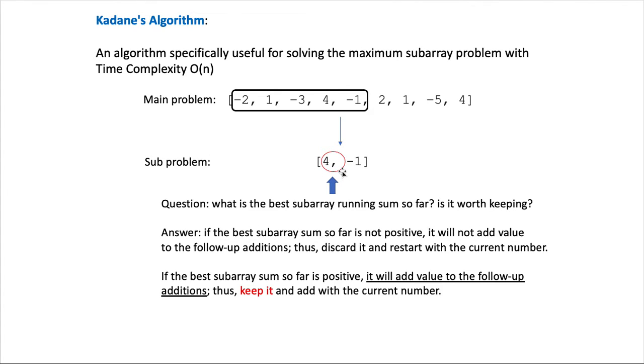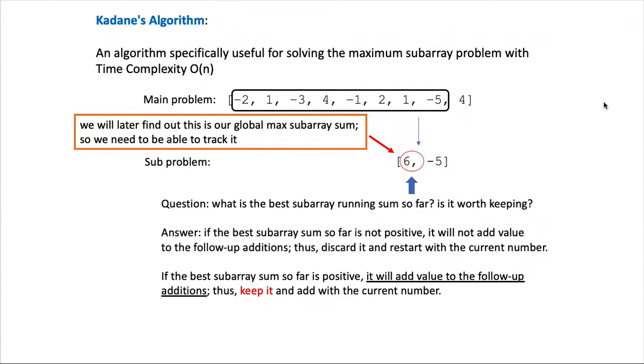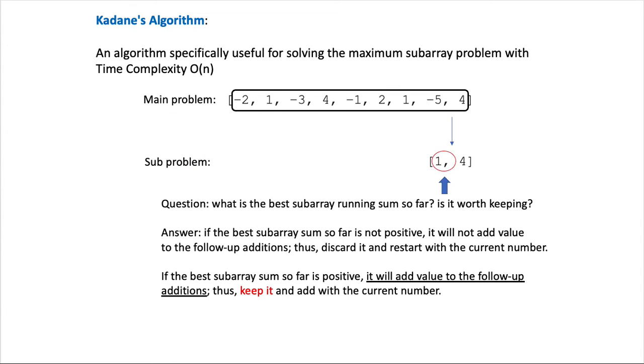Next, we have 4, we keep it. We have 4 minus 1 is 3, we keep it. We have 3 plus 2, 5, we keep 5. We have 5 plus 1, 6, we keep 6. We'll later find out that this number 6 is our global maximum subarray sum, and we need to be able to track it. Let's continue. So 6 minus 5 is 1, and finally 1 plus 4 equals 5, and that's it.